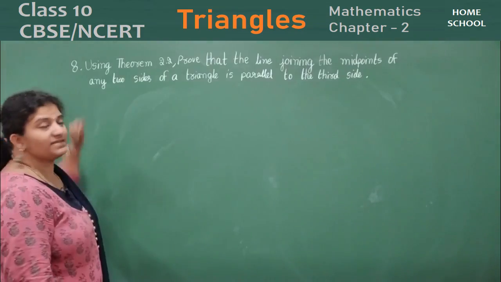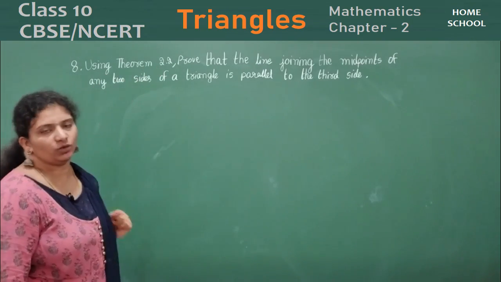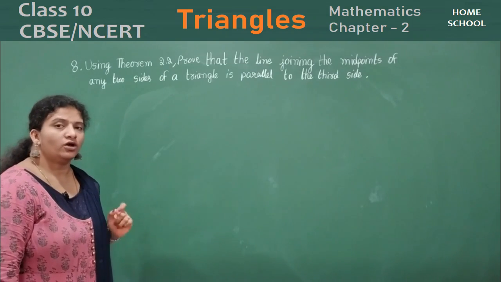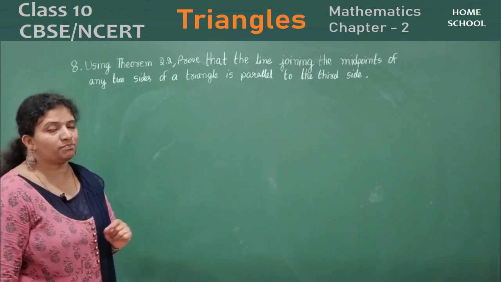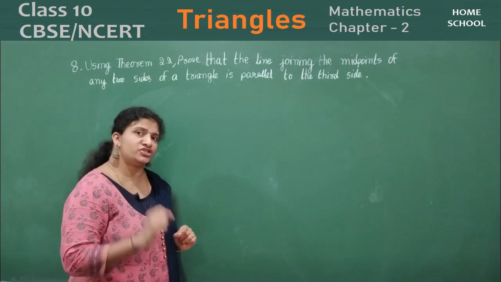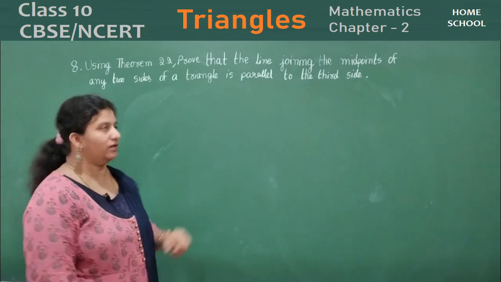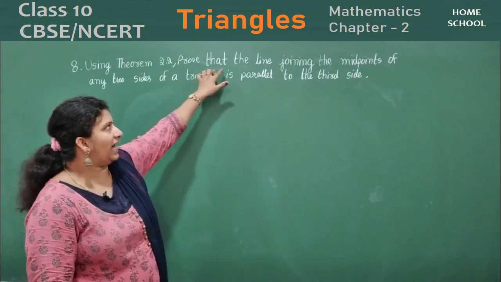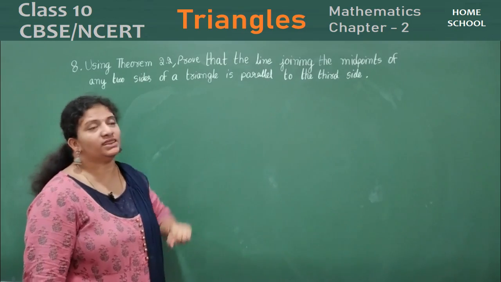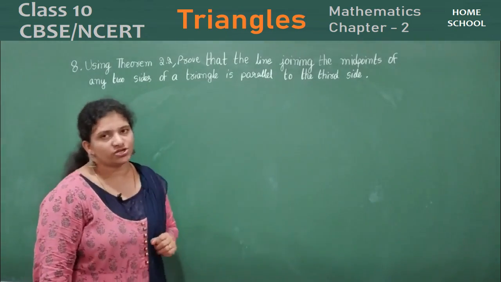Let's see the 8th problem here, children, using theorem 2.2. What is theorem 2.2? Converse of the basic proportionality theorem. What is the statement here, children? If ratios are in proportion, therefore the lines are parallel. So now prove that the line joining the midpoints of any two sides of a triangle.